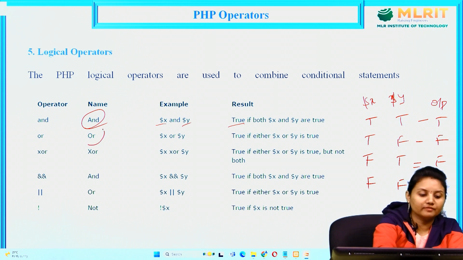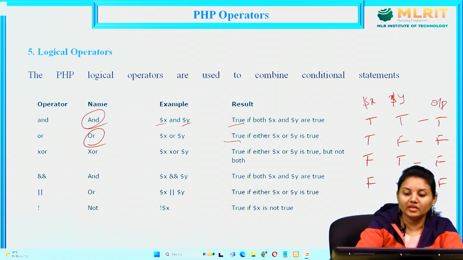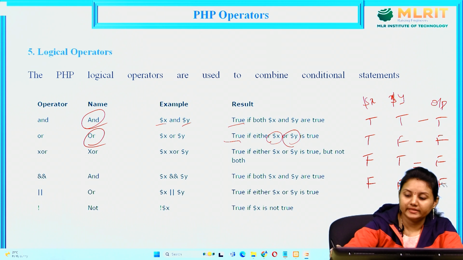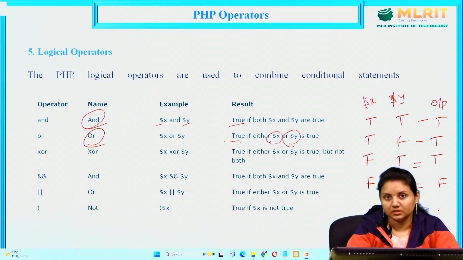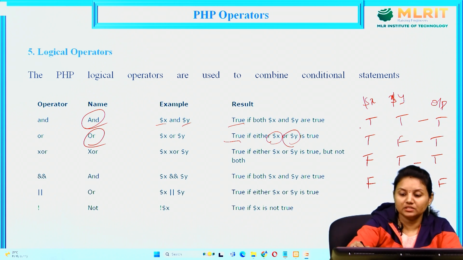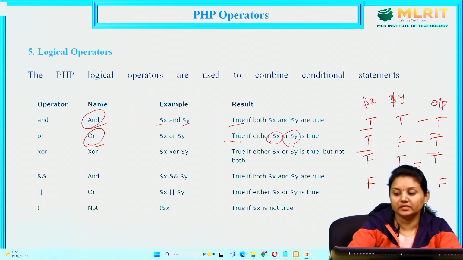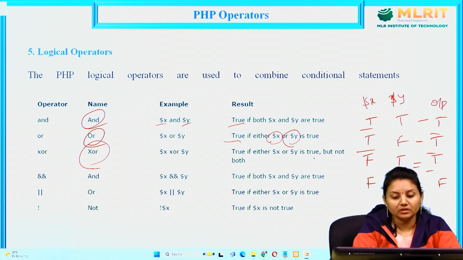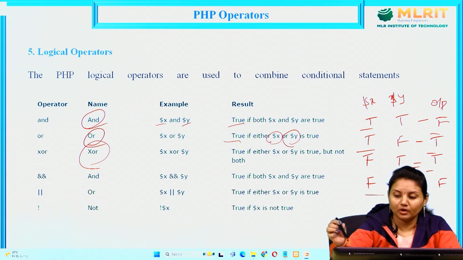And in the case of OR, this is quite different. True if $x or $y, means any one of the statements should be true. If both are false, then it is false and the remaining all will be true. This is in the case of the OR operator. So, if both are false, it is returning false. All other cases are true. At least one true in the condition, then it is returning true. Then XOR is nothing but true if either of x or y is true but not both. So, if it is not both, meaning both are the same, it is returning false.